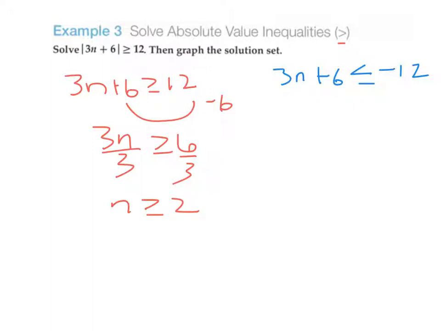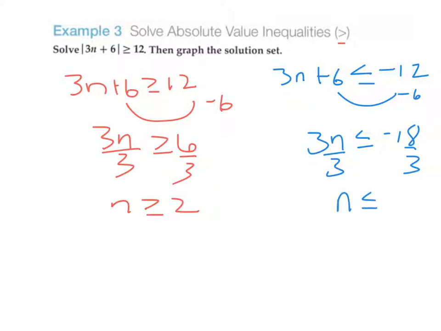So I'm going to do the same thing here. I'm going to move my 6 over, so it's a negative 6. So I have 3n less than or equal to, and now this happens to be a negative 18. My sign doesn't switch because I'm not multiplying or dividing by a negative, I'm moving. So I divide by 3, which is a positive number. So n is less than or equal to negative 6.